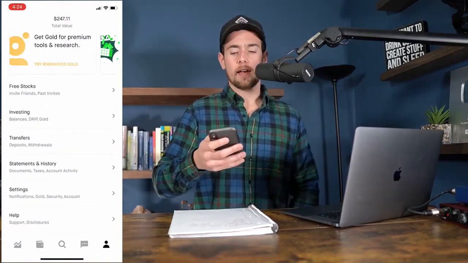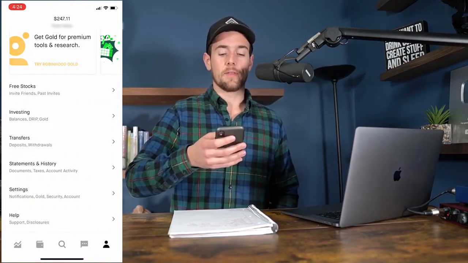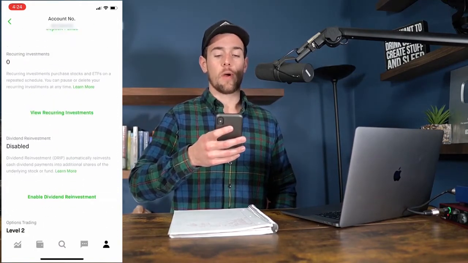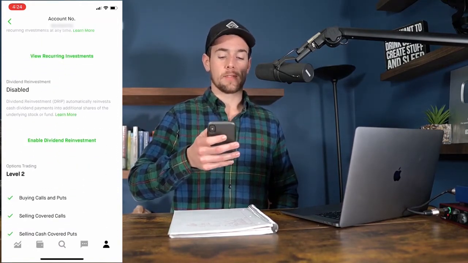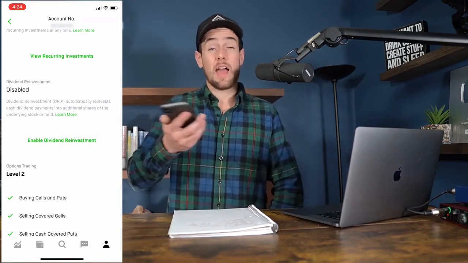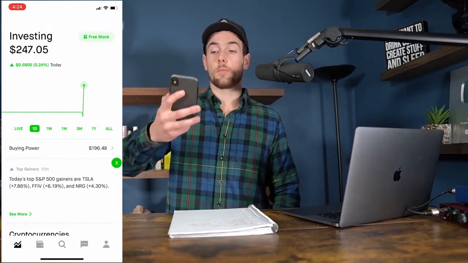So in order to do that, guys, what you're going to do is click on the investing tab, and you're going to scroll down, and you're going to see where you have dividend reinvestment disabled. All you would do is click on enable dividend reinvestment. I don't have any dividend stocks in this portfolio, so I'm going to skip that for now, but that is how you would go ahead and do that.